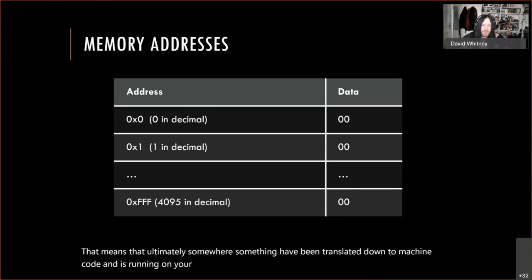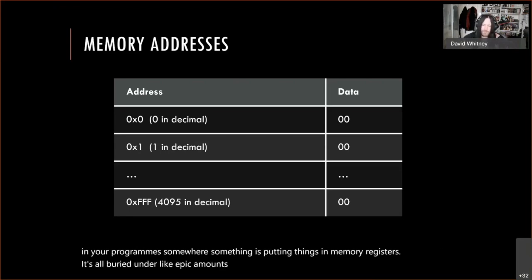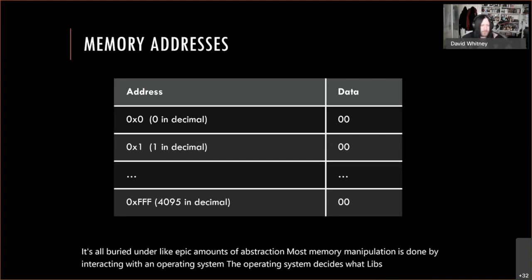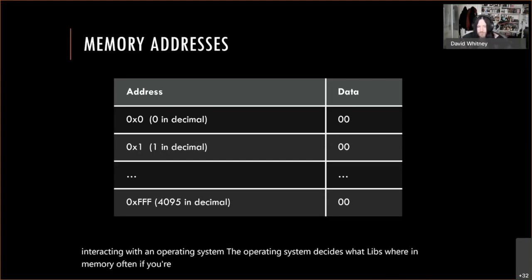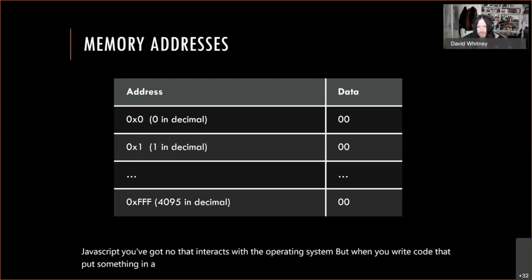And whenever you create variables in your programs, somewhere, something is putting things in memory registers. It's all buried under epic amounts of abstraction. Most memory manipulation is done by interacting with an operating system. The operating system decides what lives where in memory. Often if you're running C#, you've got the CLR or the .NET Core runtime. You're running JavaScript, you've got Node that interacts with the operating system. But when you write code that puts something in a variable, all the way down the stack, this stuff happens for every single line of code you ever write.